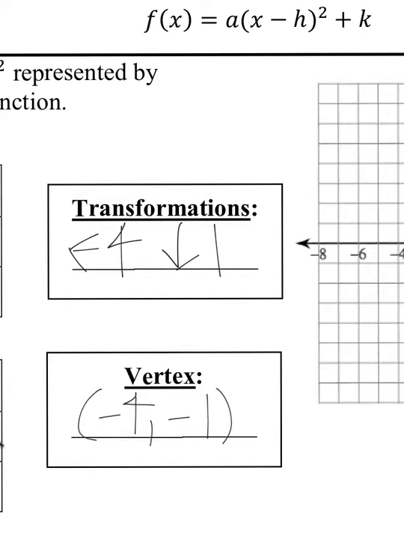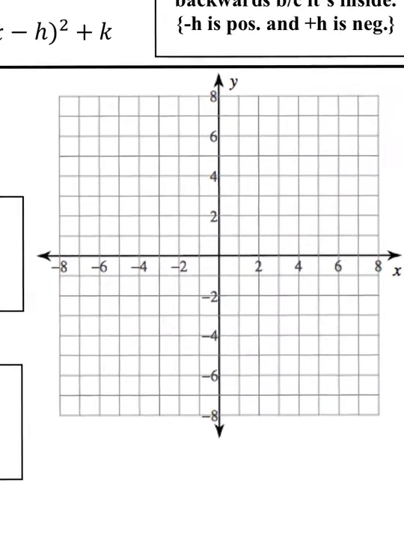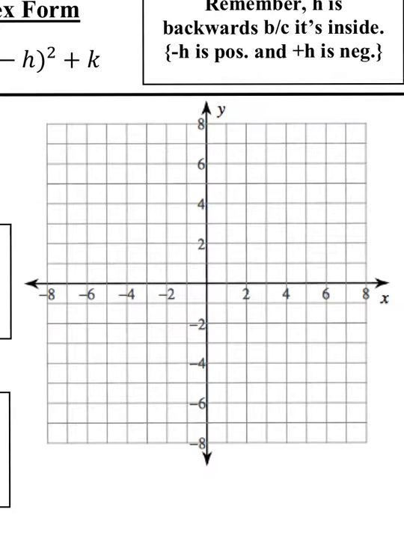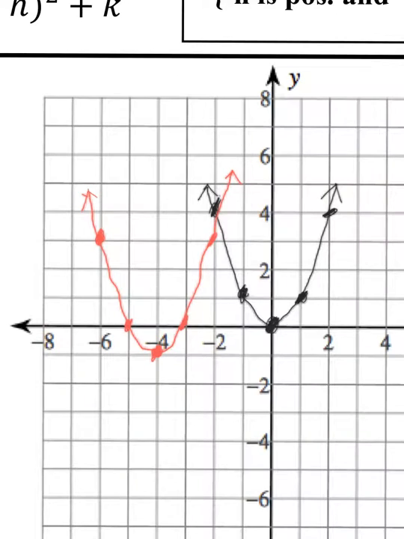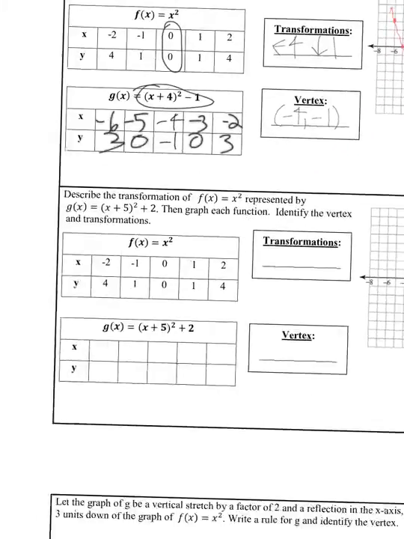Okay, so I'm going to graph the original in black and the transformation in red. Your graph should look something like this, and if you notice, the vertex moved 4 spots left and 1 spot down. Okay, let's move on to this next one.